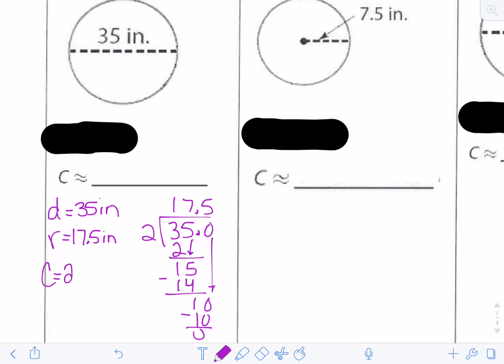Circumference is equal to 2 pi r. I know my radius, so circumference is equal to 2 times pi times 17.5 inches. When I multiply that by 2, that's going to give me 35 pi inches. So my circumference is 35 pi inches.